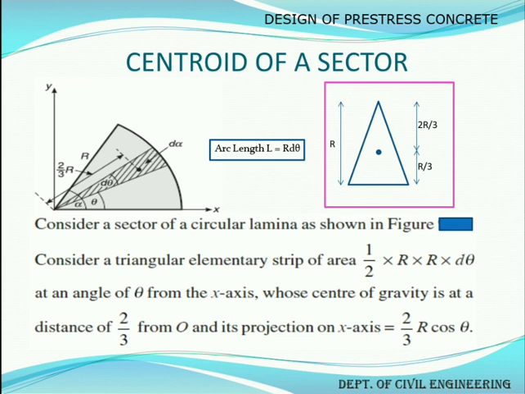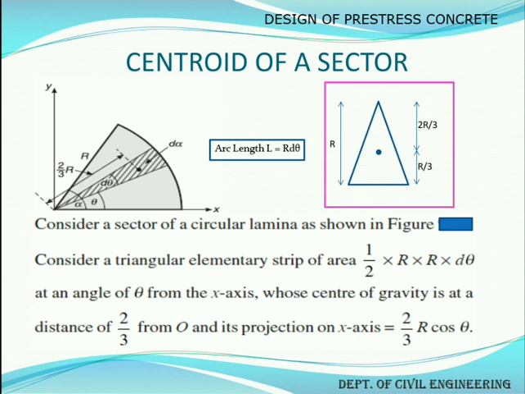Firstly, let us consider an elemental strip which subtends an angle d theta with the center for analysis. Now, as discussed in the previous lectures, its centroidal distance from the apex will be 2 by 3 into r, where r is the radius of the sector. So now its horizontal projection on x-axis will be 2 by 3 r cos theta, whereas its vertical projection on y-axis will be 2 by 3 r sin theta. This we have already discussed in the previous lectures and this basics remains the same.